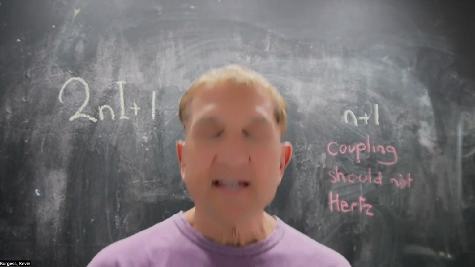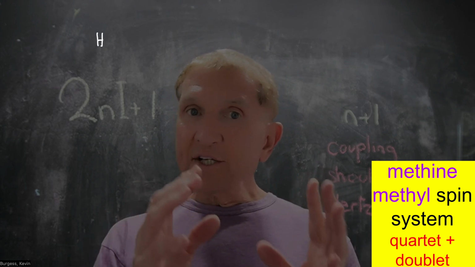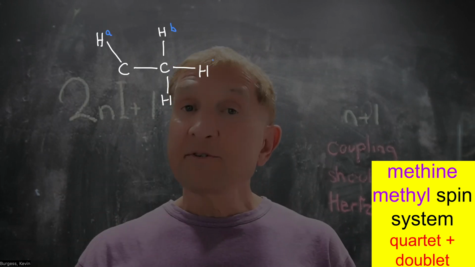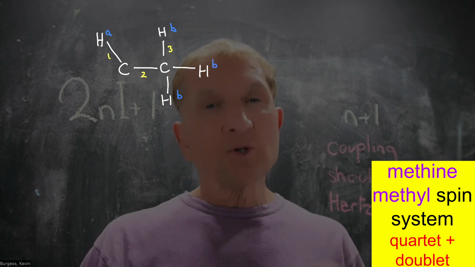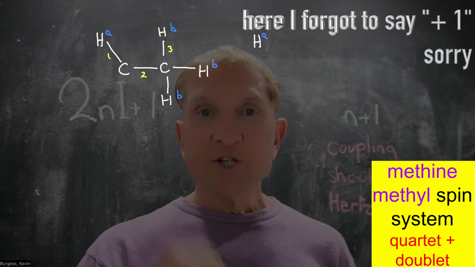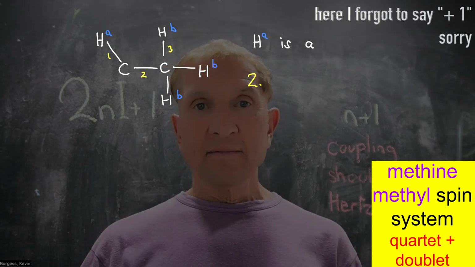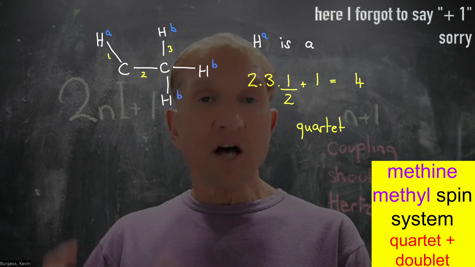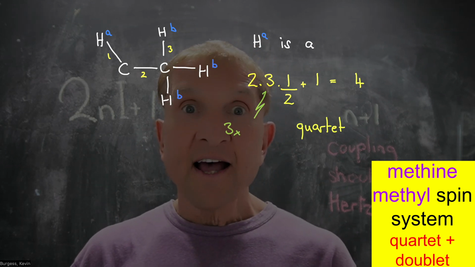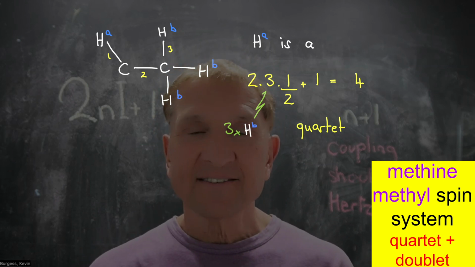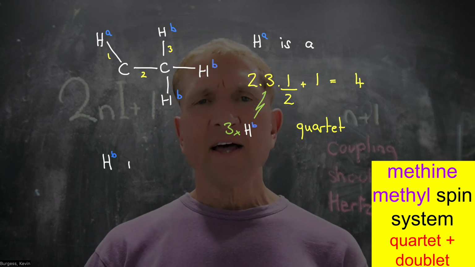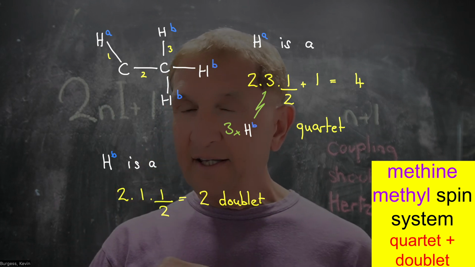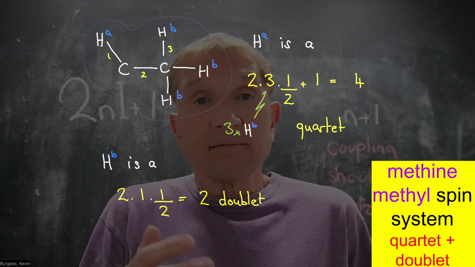Okay, let's test this. Let's say there's only one HA and three HBs. That's a new type of spin system, so what pattern do we expect then? Three HBs are splitting HA, so then we expect 2 times 3 times a half plus 1 equals 4. A quartet. Exciting. But all this is boring for HB. It's only being split by one HA again, so it appears as a doublet again.